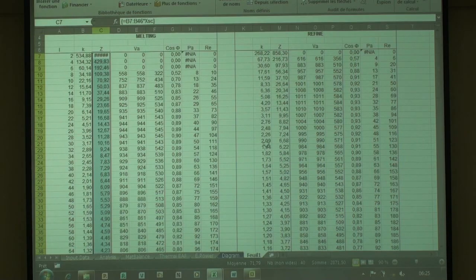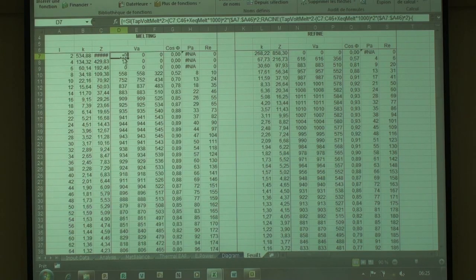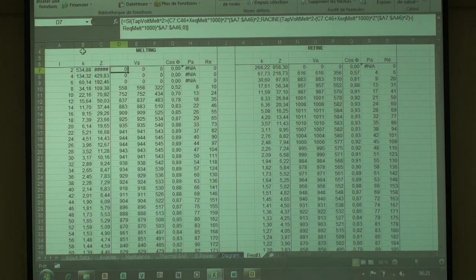Okay, so having the impedance, we can calculate the arc voltage. It's a big formula. Okay, so in order, the first part here is to avoid to have stupid stuff. So the real arc voltage calculation starts here.